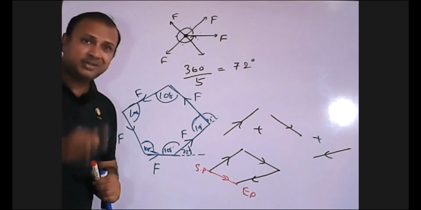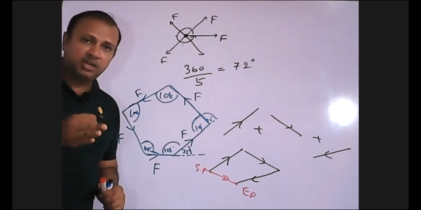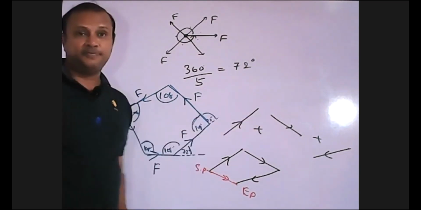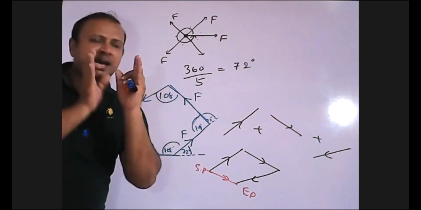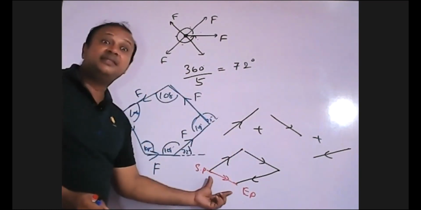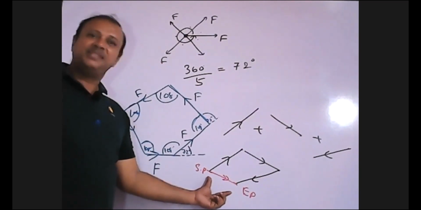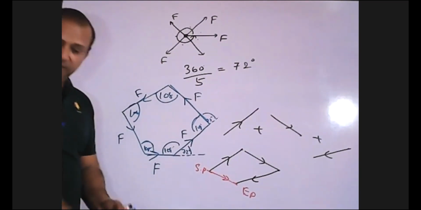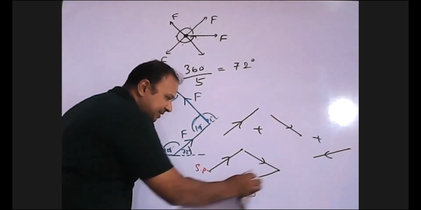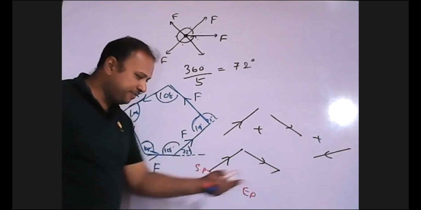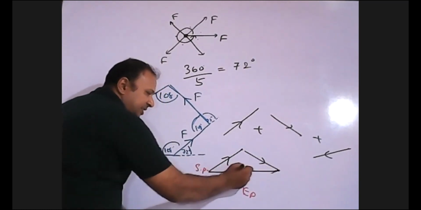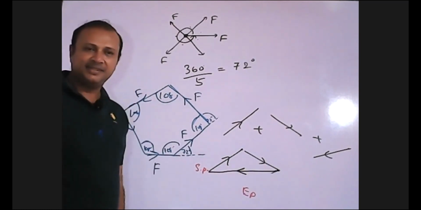Suppose there is a vector system whose resultant force is equal to 0. If the resultant force is 0, that means this gap should be 0. If this gap is 0, that means this force should be like this. No?